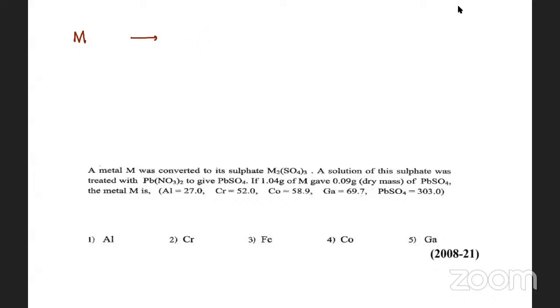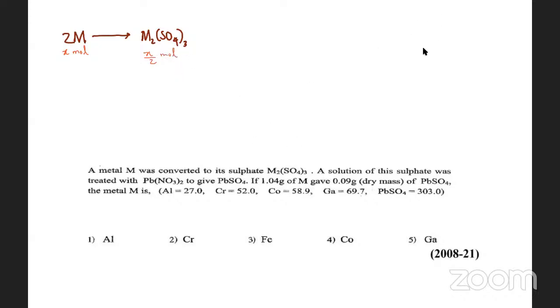I will just directly say M is converted to M2SO4, but you have to be very careful. You have to balance the reaction. So 2M will be converted to M2SO4, not just M, because there is an M2 here, right? So if I start with X moles of M, how many moles of M2SO4 should be produced? Half of it, no? X by 2 moles of M2SO4.